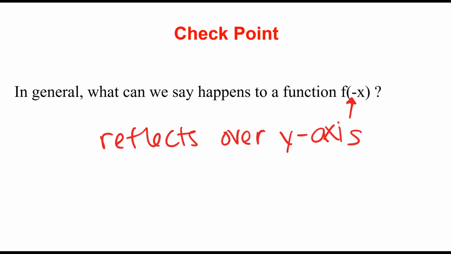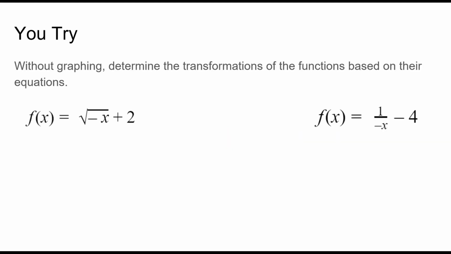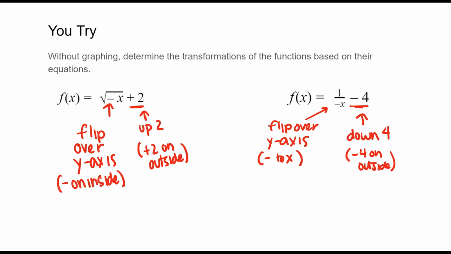And our last Try, we have a couple transformations in here. Without graphing, see if you can determine what those equations mean. And see how you did. That concludes part 1. Part 2 will be summarizing all the transformations.